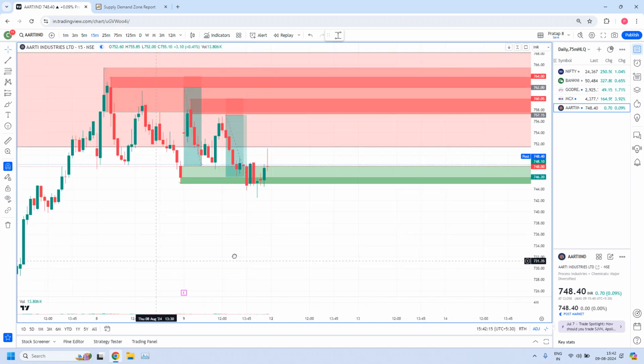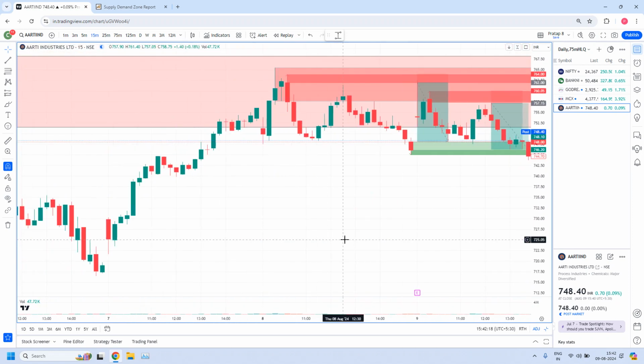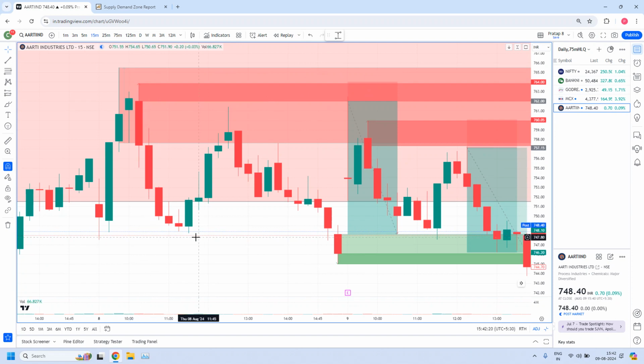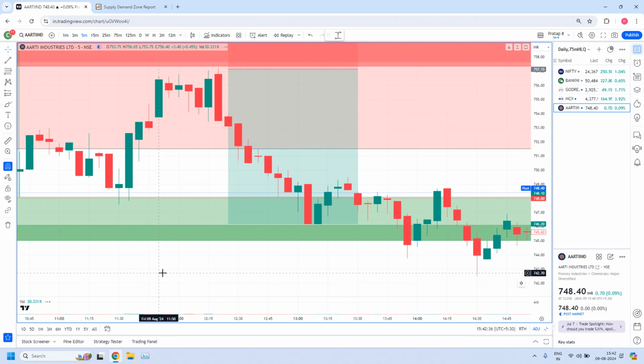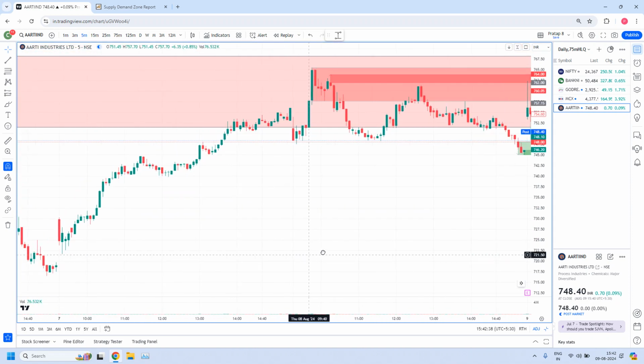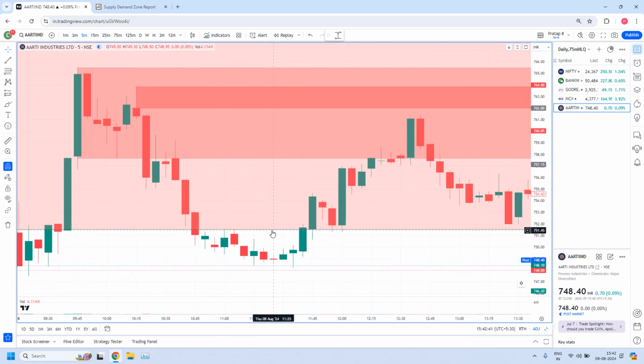Here in the 15 minutes time frame, we have identified a 15 minute zone. We have a rally candle, base candle and a drop candle, and follow through candles. And within this 15 minutes area, again we fine tuned with the 5 minutes time frame. Look here, we have a rally, base, drop. Rally, base, drop. This is the fine tuned 5 minute zone.